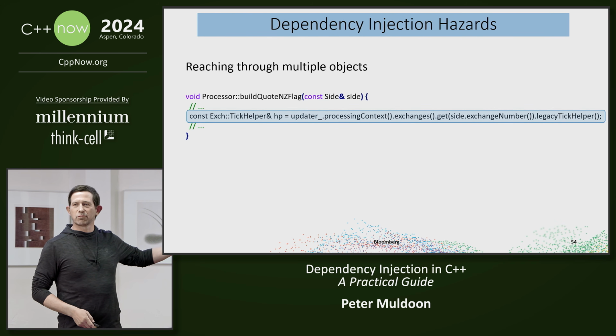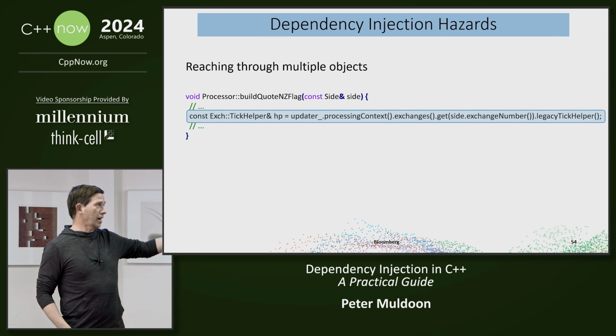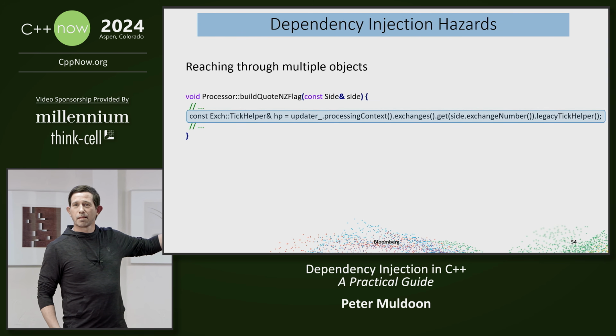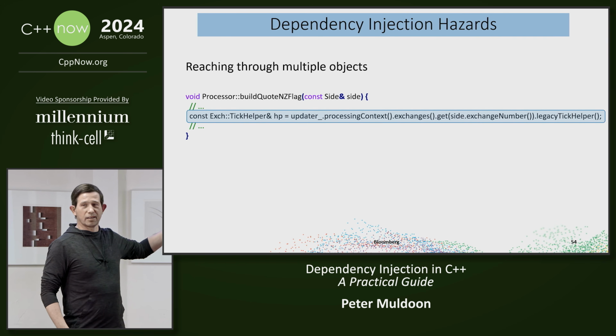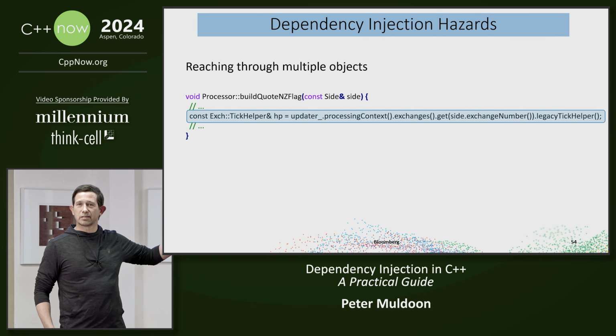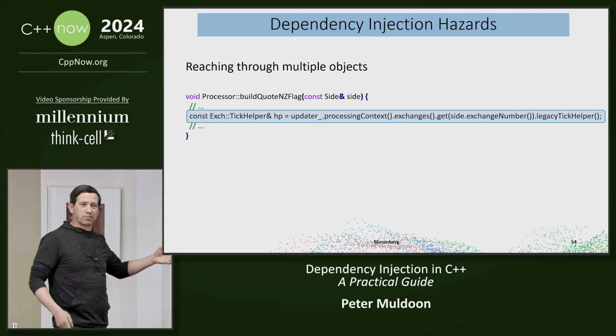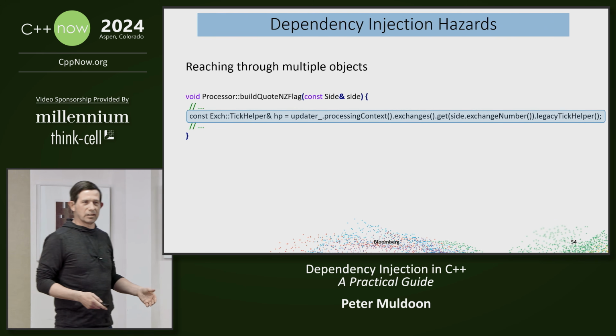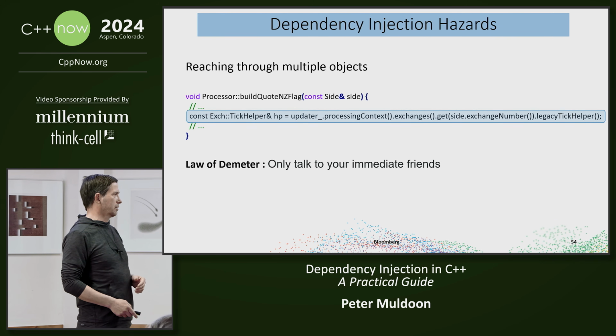So what do you think I did when I refactored this code? Because I had to make this into a unit test. What do you think I did? I just dropped a tick helper in, right? The legacy tick helper in. Like, why that big long chain being pushed in? It's something you don't want to do.